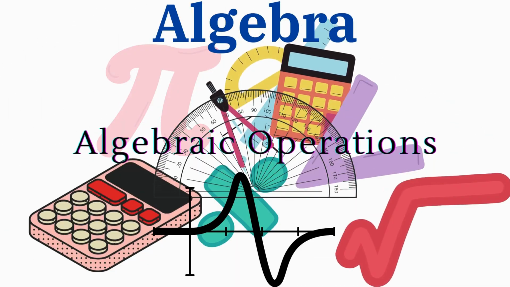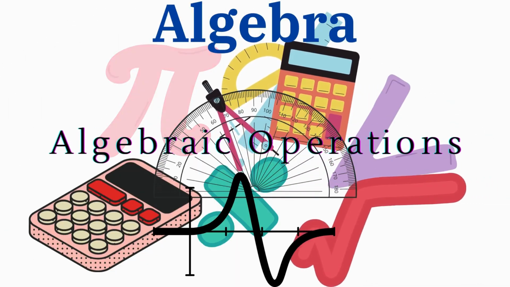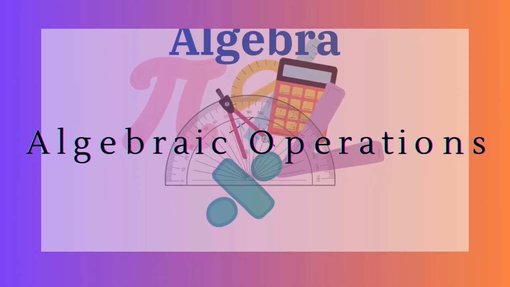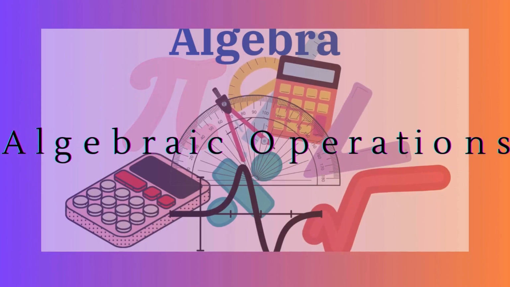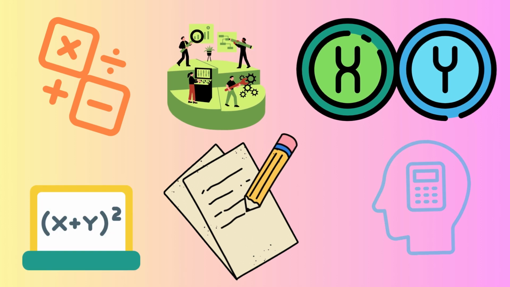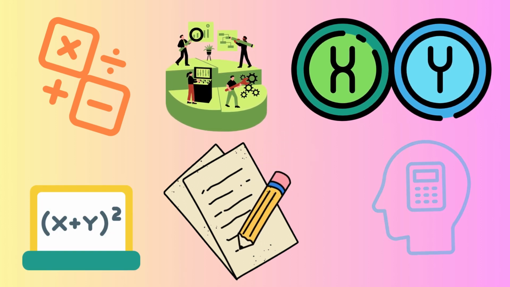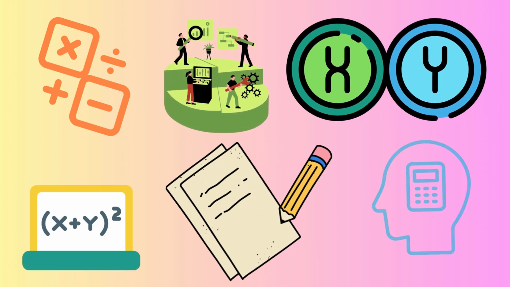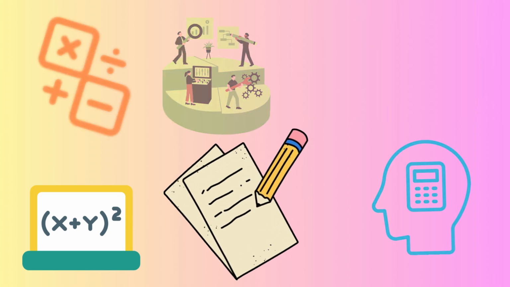Stick around to understand these concepts in the easiest way possible. Let's get started. Hey everyone, I'm MWAcademy1 and today we are going to make algebraic operations super simple by relating them to everyday situations. We'll also learn how to identify like and unlike terms. Ready? Let's dive in. First, let's talk about like and unlike terms.